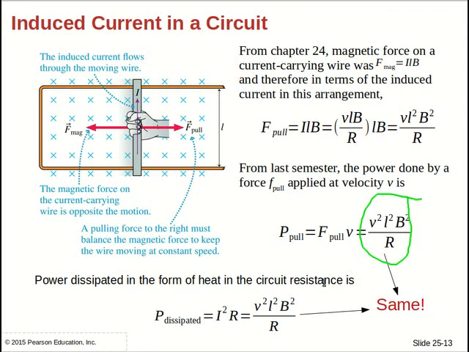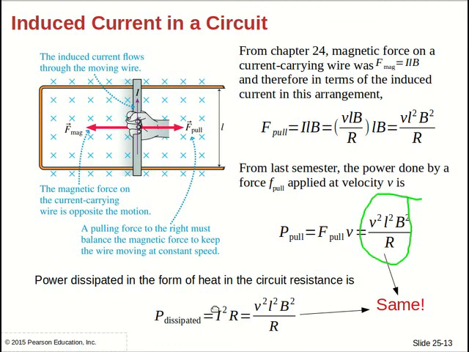We learned about energy conservation last semester, and we know that energy is neither created nor destroyed, so somehow we need to account for the power that is put into the circuit by the pulling hand, and the only place it can go ultimately is in dissipated heat in the circuit itself. This circuit doesn't do anything. It doesn't light any bulbs, it doesn't run any engines, it simply goes around in a circle and it's dissipated in the form of heat because the circuit has a finite resistance R.